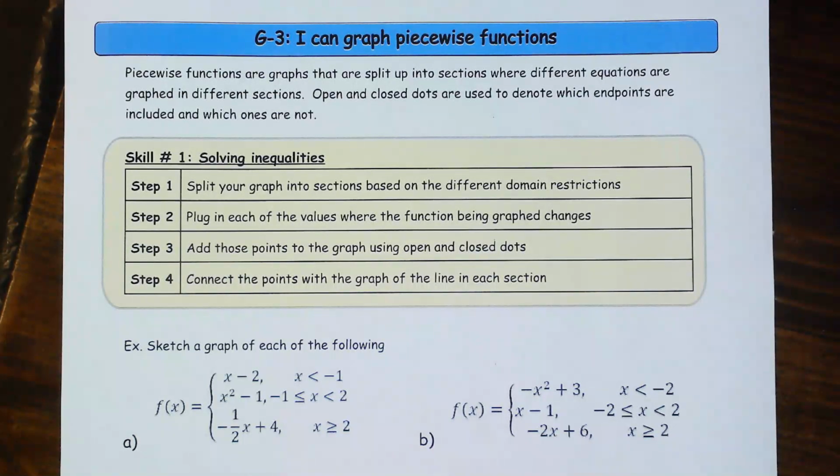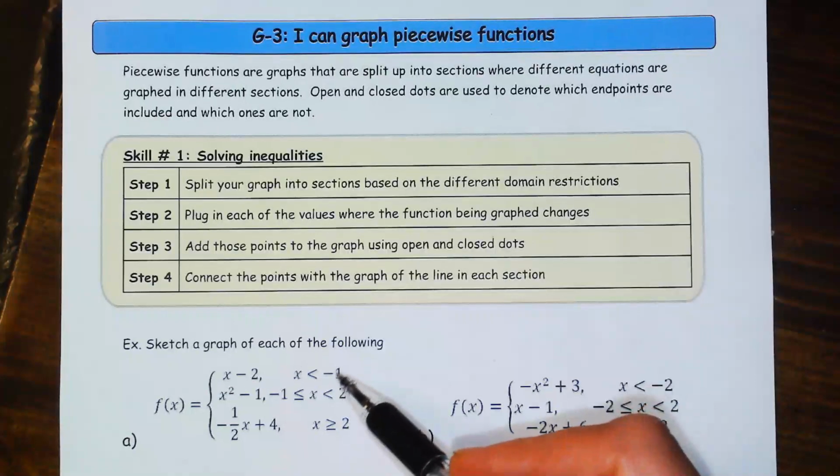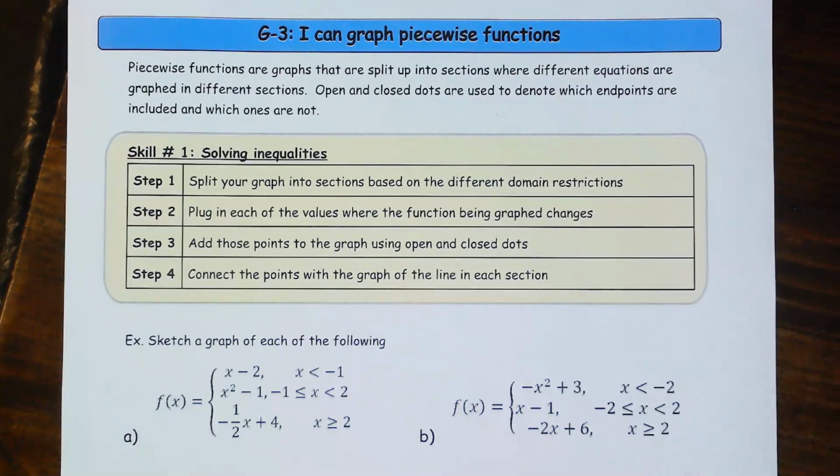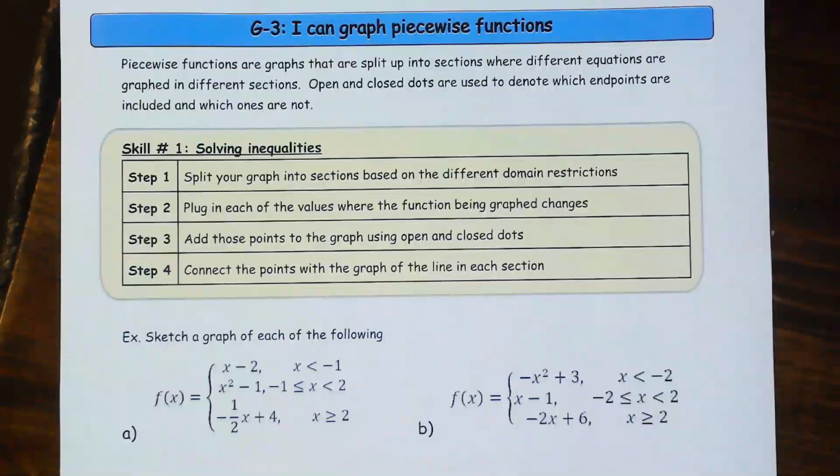There are lots of different ways to go about this, but my suggestion is to split the graph into sections and then plug the values in for those transition points. On this first one, it'd be -1 and 2. It'd be -2 and 2 on the second one. Plug those values in and that'll give you an idea of what's happening at the transition point.